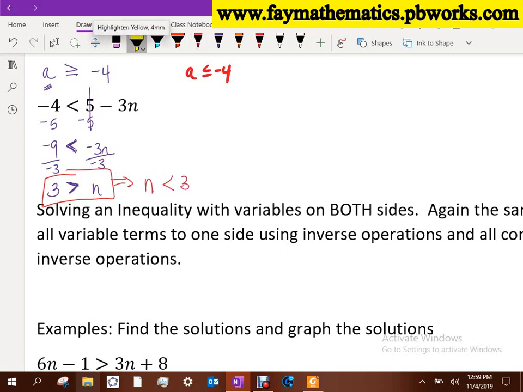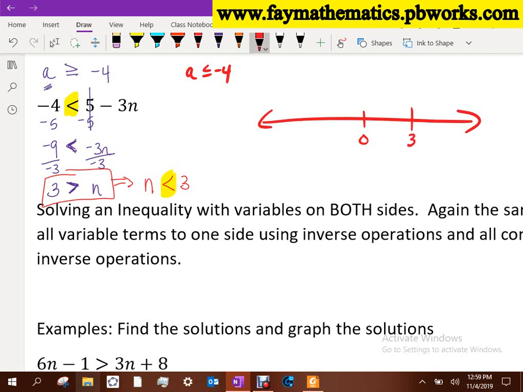Now, the argument that people say is, when you start with the less than, you still finish with the less than. Yeah, but now my variable is on a different side, correct? So I did flip it. Okay? So now I'm going to graph that. What value am I going to start at? I'm going to start at 3. Now closed or open, and shade which direction?